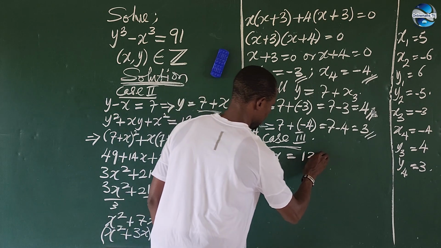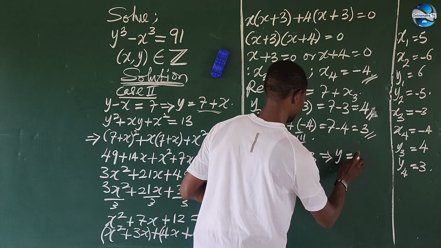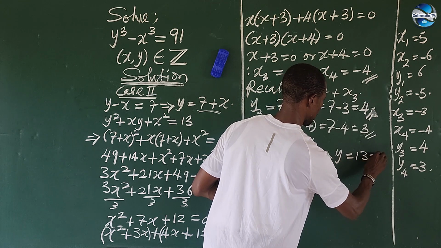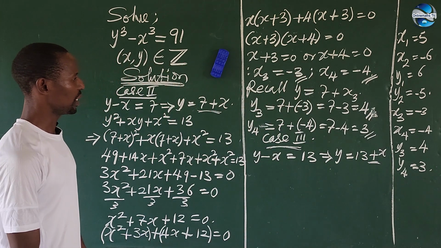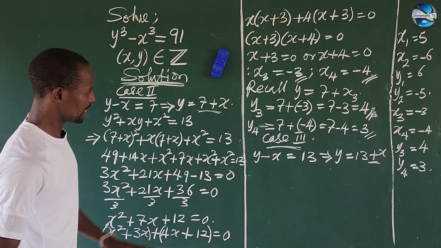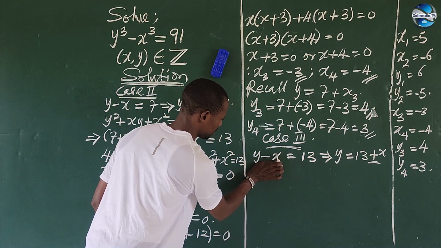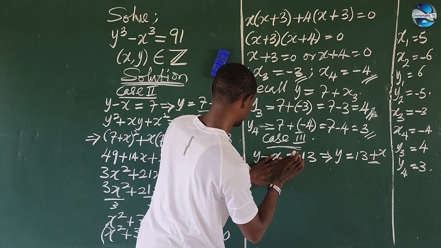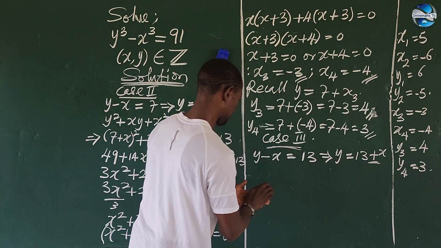And from here, make y the subject of the formula. This is going to give us 13 plus x. So let's hold this equation. Then we now look for our second equation, which is going to be our y squared. Okay, so we're going to have this to be our y squared.